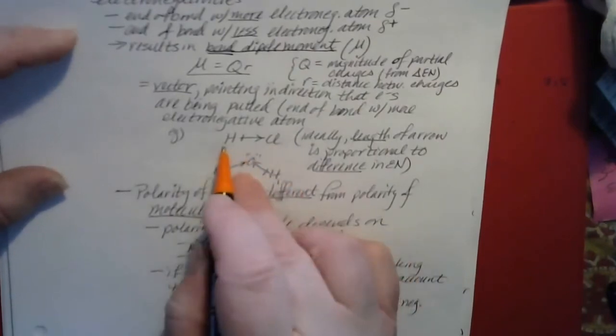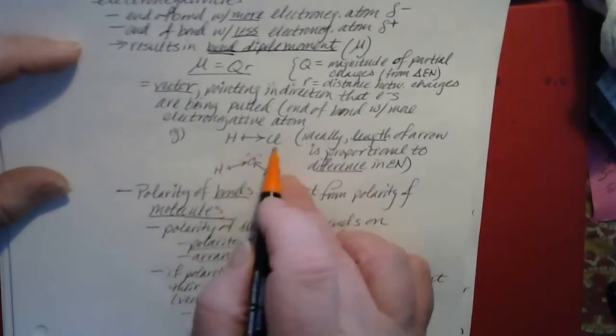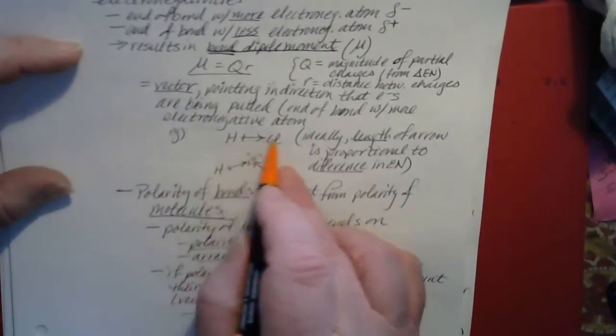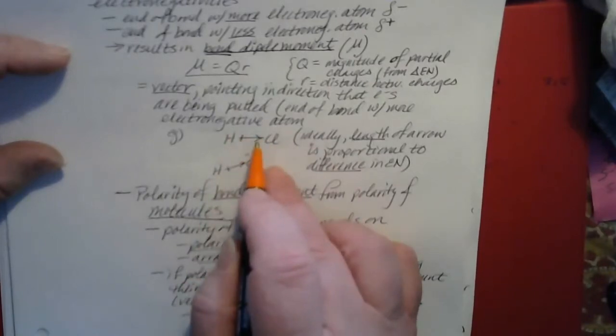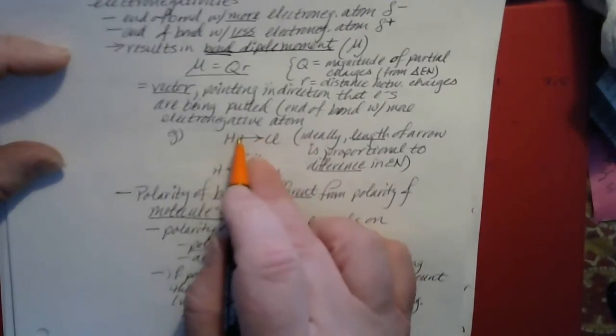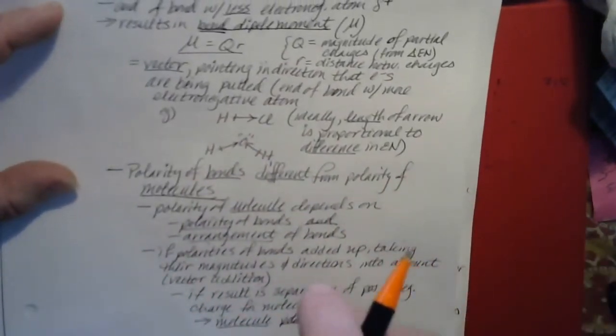So in the bond between hydrogen and chlorine, chlorine has a much higher electronegativity than hydrogen does, and so chlorine will pull the electrons in its direction. So you draw the arrow pointing toward the chlorine, and you make the little positive sign down at the end of the bond by the hydrogen, because the hydrogen is basically having its electrons pulled away from it.